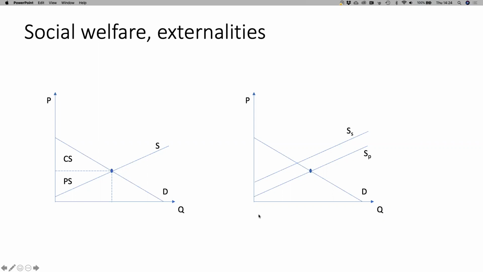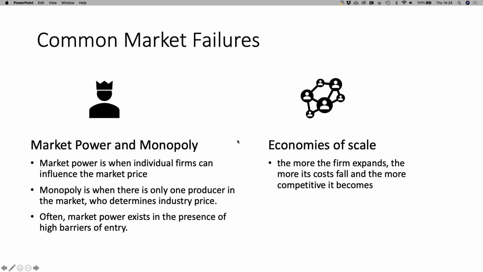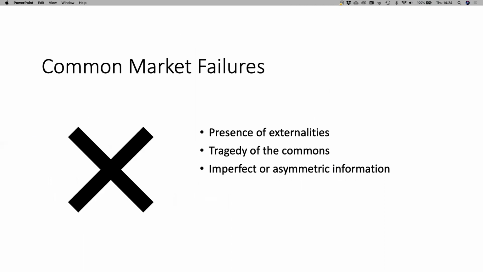Now let's come to the idea of externalities or market failures. We understood earlier that a perfect market works only under certain conditions. So when those conditions are not met, when there is market power or when there are too few buyers and sellers, or there are other aspects like economies of scale, where instead of the supply curve having an increasing slope, it has a decreasing slope, then you have something called a market failure.